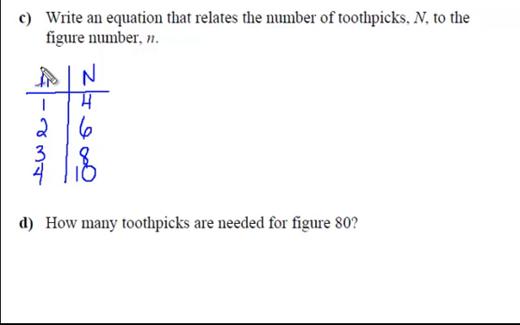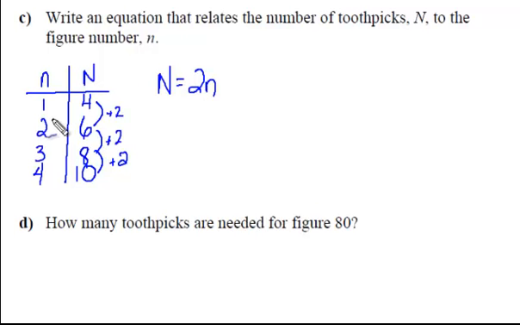If we take a look, the left-hand side of our t-table goes up by increments of 1. Because it goes up by that steady pattern, we can use our shortcut. So the difference between here and here is plus 2. Make sure that pattern continues. The difference between here and here is plus 2. And the difference between here and here is also plus 2. So we can say that big N is equal to 2 times little n.